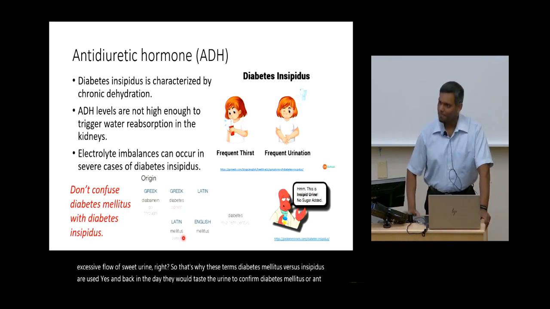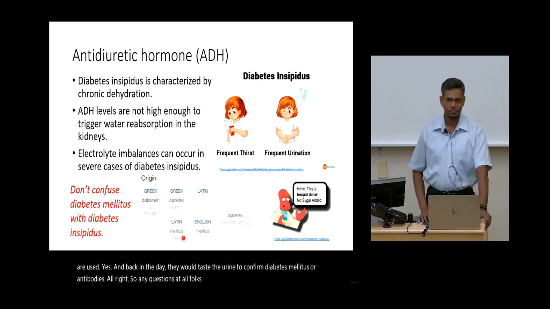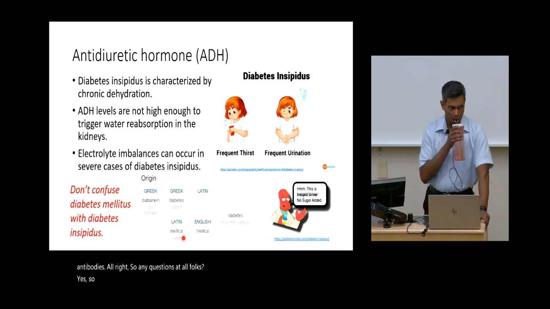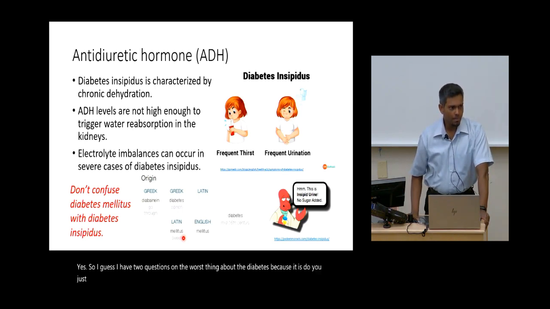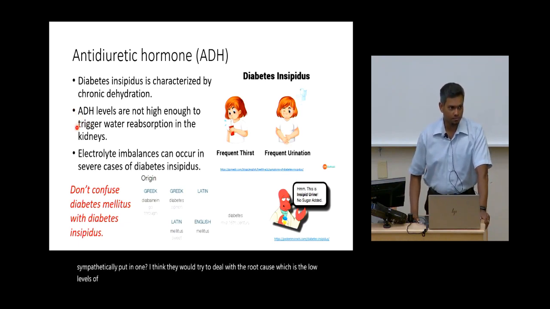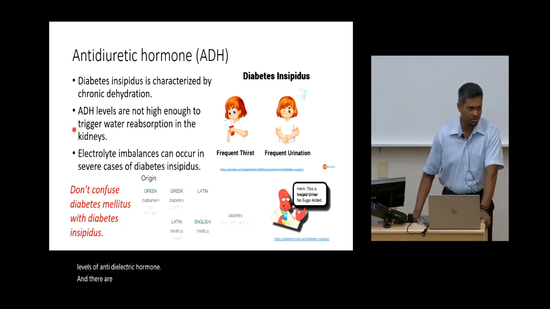All right, so any questions at all, folks? Yes? So I guess I have two questions. The first being about the diabetes insipidus. Do you just treat it by just constant intake of fluids, or is there any sort of medication that can almost synthetically put in more antidiuretic hormone? I think they would try to deal with the root cause, which is the low levels of antidiuretic hormone. So you try to just get more of that into the body somehow? And there are synthetic drugs you could take.